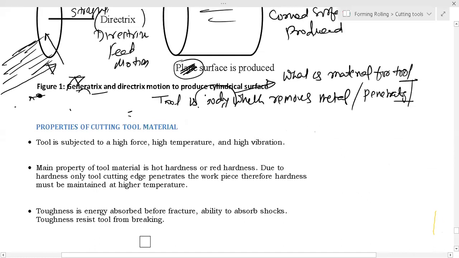Let me remove that animation. What do you call? Okay, fine.